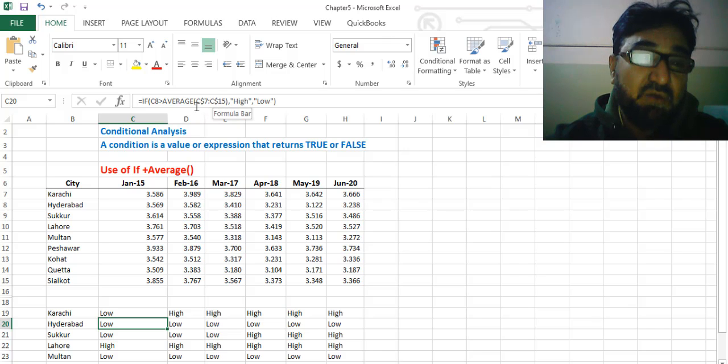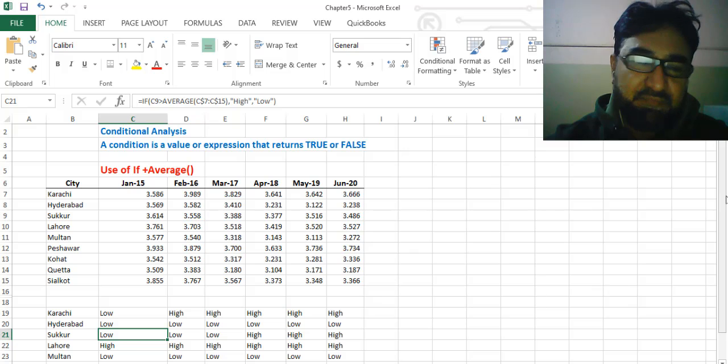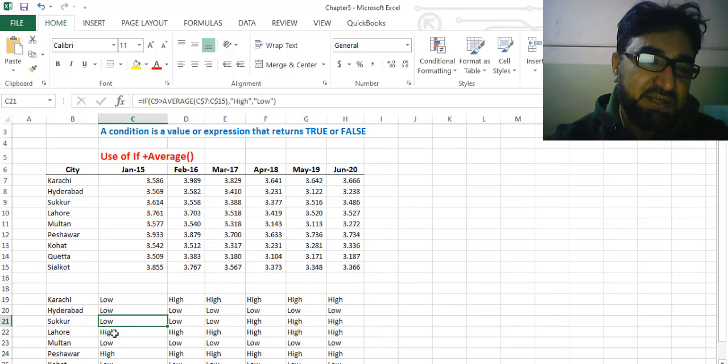It's not changing. We want this formula in Microsoft Excel to find the average in this range and then see whether the value in C8 is high or low compared to this average figure. This is the job of this formula. So we can see that Karachi city is on the low side, Hyderabad is on the low side, Sukkur is on the low side, and Lahore is on the high side in the result of this formula.